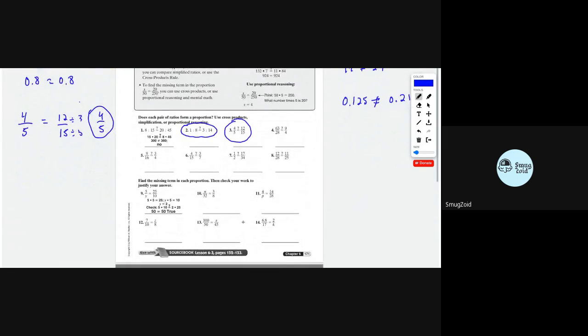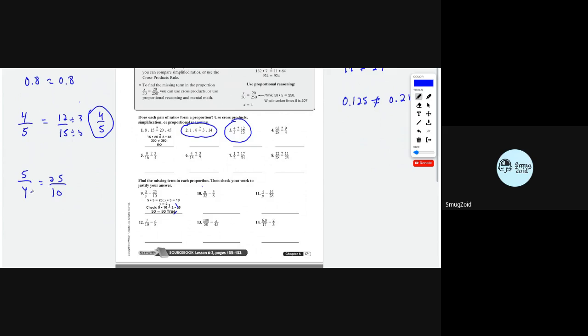Let's do one of these problems down here, which seems like it'd be a little confusing. Let me just take this one, and I'll explain what's going on. I have 5 over y equals 25 over 10. They're saying find the missing term in each proportion, and then check your work to justify your answer. See how this works.